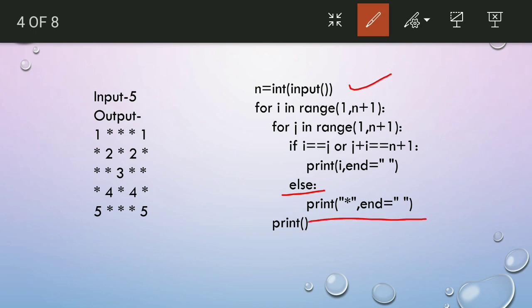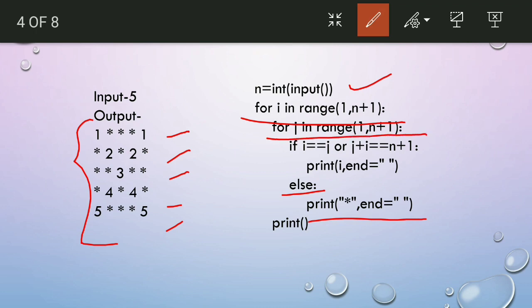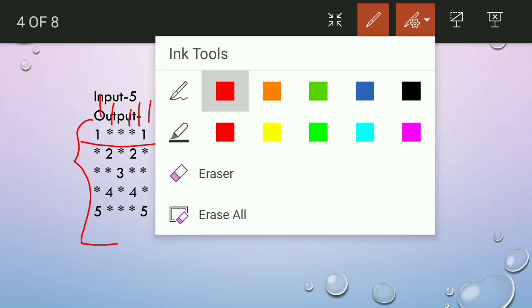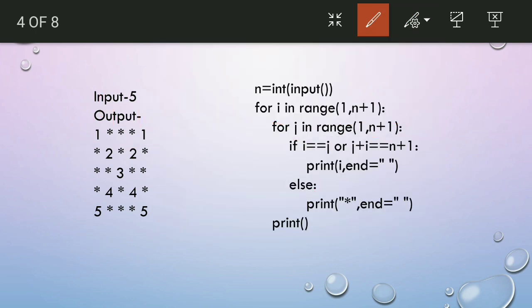We have taken n equal to 5. We have taken the i loop for these 5 rows. i will run from 1 to 5. j will run for these 5 columns. There are 5 columns, so j will run for these 5 columns. Now we need to write this if condition.